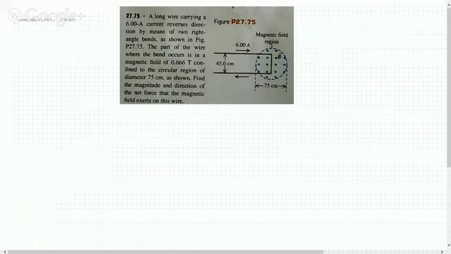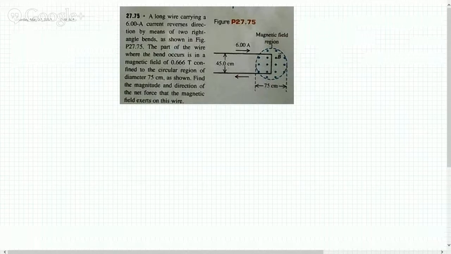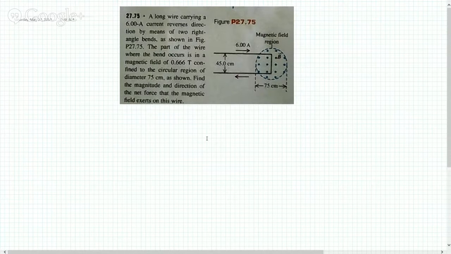Okay, so this is a long wire carrying a current of 6 amps in that direction, and it bends inside that magnetic field. We know the magnetic field, and we need to find the magnitude and the direction of the net force that the magnetic field exerts on the wire. So we can do this piece by piece.